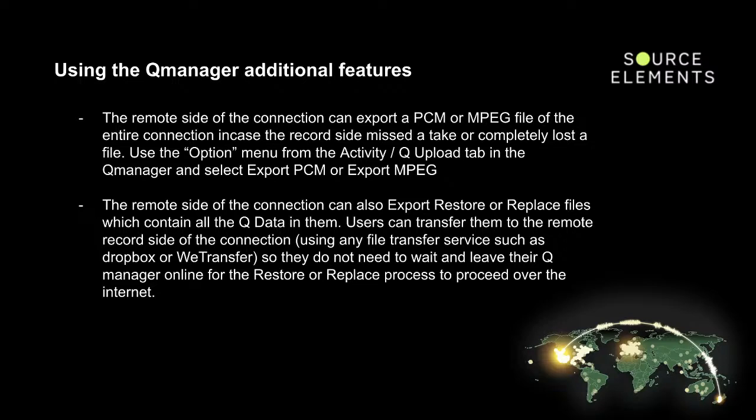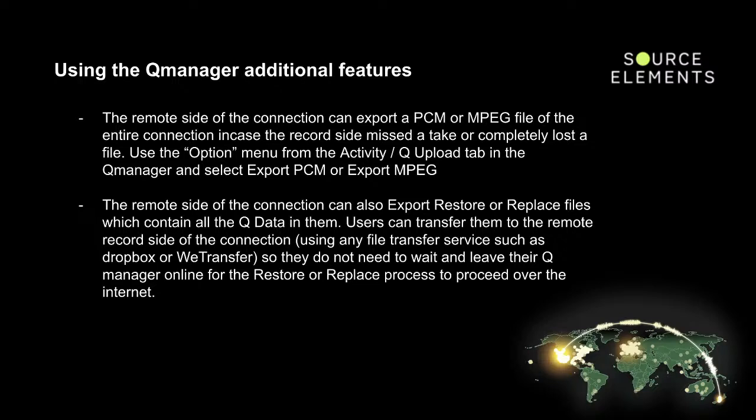So to do that, that's from the options menu, and for that you would go to the activity and you'd pick the upload, because that's the talent side. And then from the options menu, you'd highlight the file, and then you'd select either export PCM or export the MPEG file.